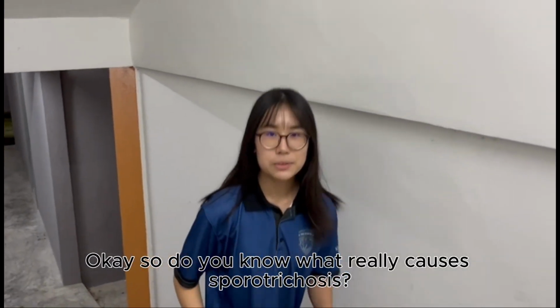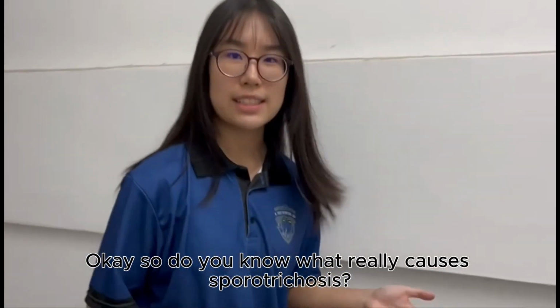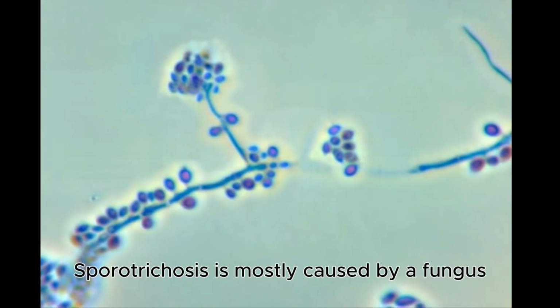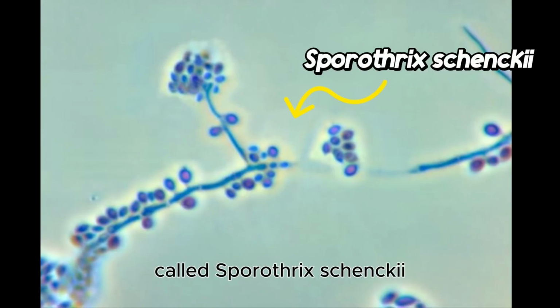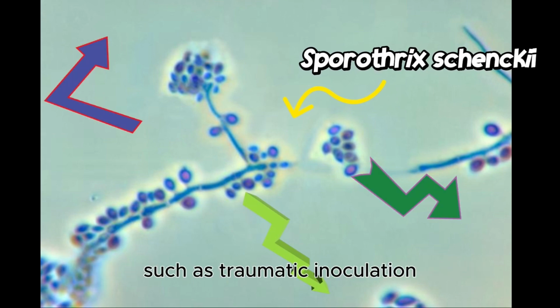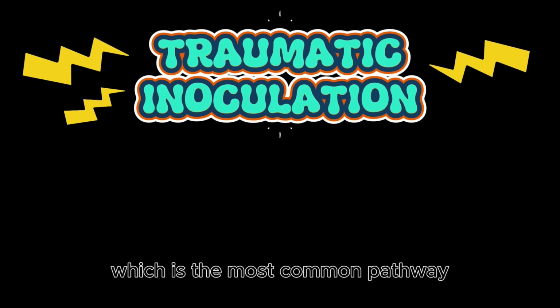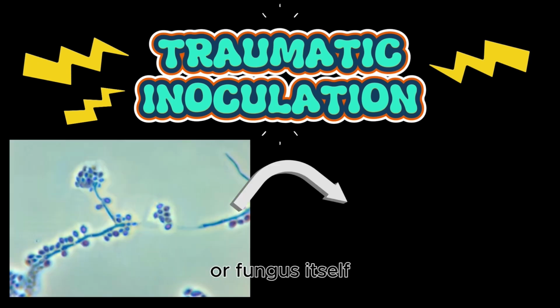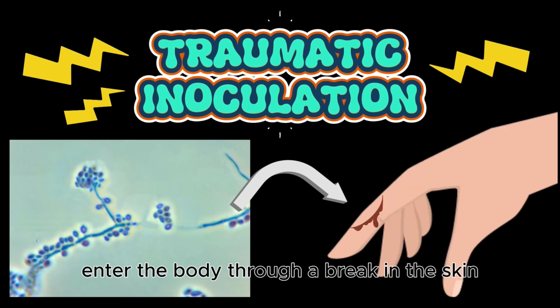Okay, so do you know what really causes sporotrichosis? Sporotrichosis is mostly caused by a fungus called Sporothrix. It can be transmitted through a few pathways, such as traumatic inoculation, which is the most common pathway. It occurs when fungus spores or the fungus itself enter the body through a break in the skin.